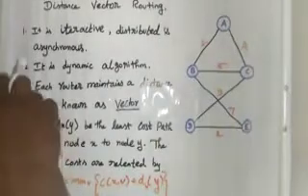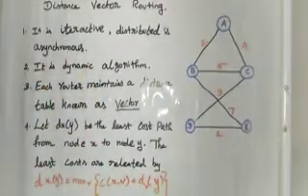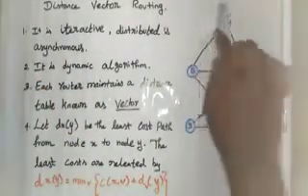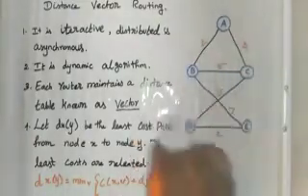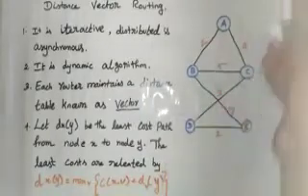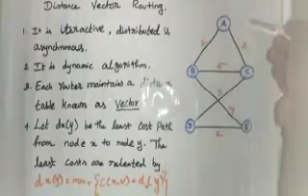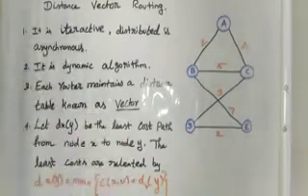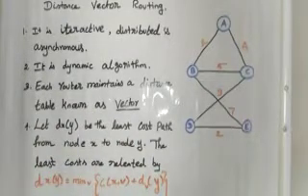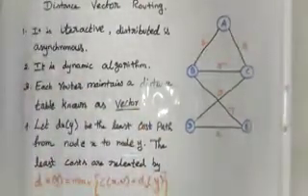And the last one is asynchronous. It means that the nodes which are connected by the links here don't work synchronously with all the other nodes. It doesn't mean that when A is working, B should also listen. That is what we call asynchronous. The other name for distance vector routing is a dynamic algorithm, or we can call it an adaptive routing algorithm.